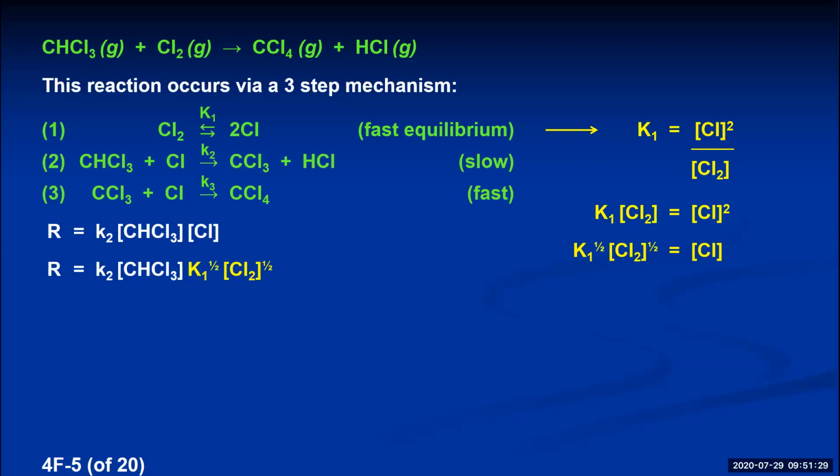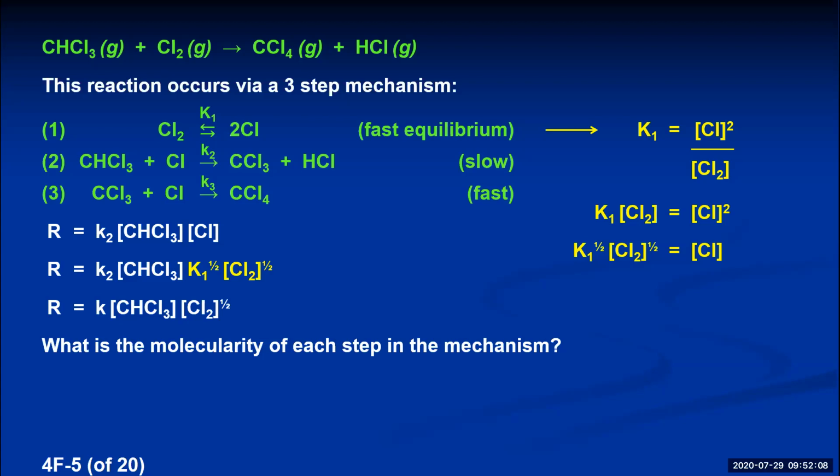And so the rate law becomes K2 multiplied by the concentration of CHCl3 multiplied by K1 to the 1/2 power multiplied by Cl2 to the 1/2 power. The two K values can be merged together to make the overall specific rate constant for this reaction. And so our rate law would be rate equals K times the concentration of CHCl3 multiplied by the concentration of Cl2 to the 1/2. What's the order with respect to each reactant? It's first order with respect to CHCl3. It's 1/2 order with respect to chlorine, and it's 1.5 order overall.